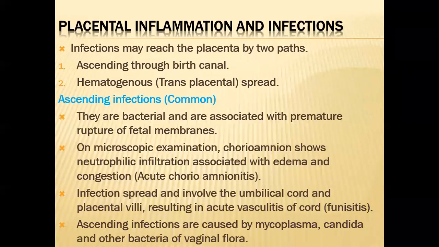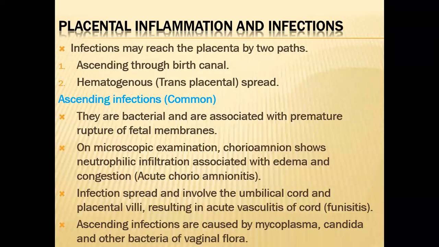Now, after the structure, placental infection and inflammation. Infection may reach the placenta by two paths: ascending through the birth canal, or hematogenous, transplacental. As you know, it is present in the uterus, so bacteria are associated with premature rupture of the fetal membrane. Sometimes the fetal membranes rupture at term during labor, but sometimes, due to certain reasons, there may be a premature rupture of the fetal membrane.